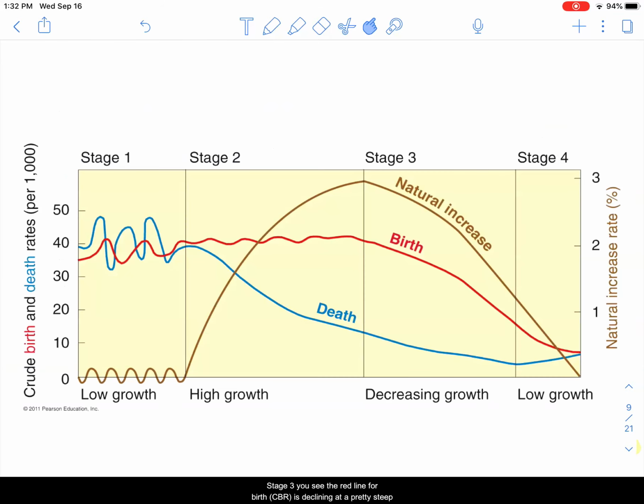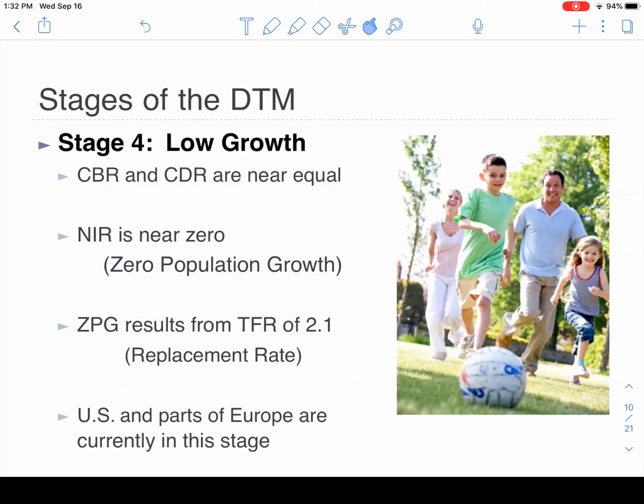So in stage 3, you can see the red line for birth is declining at a pretty steep rate. The death rate is still going down, but at a much flatter rate. And so therefore the natural increase rate of the population is going down. And in stage 4, you have the birth rate and the death rate getting close to each other again.